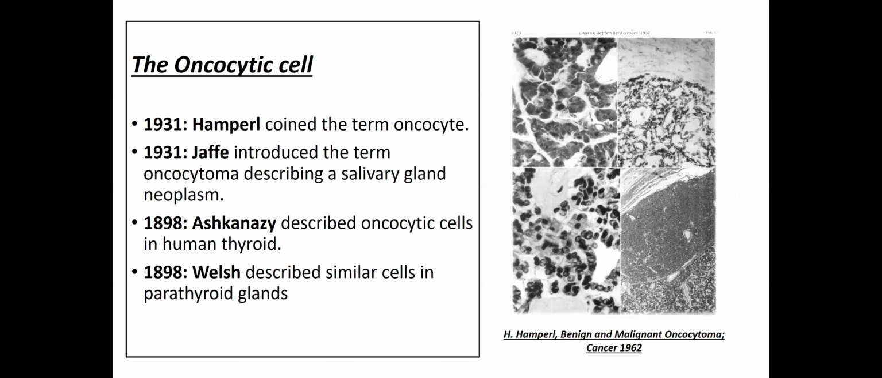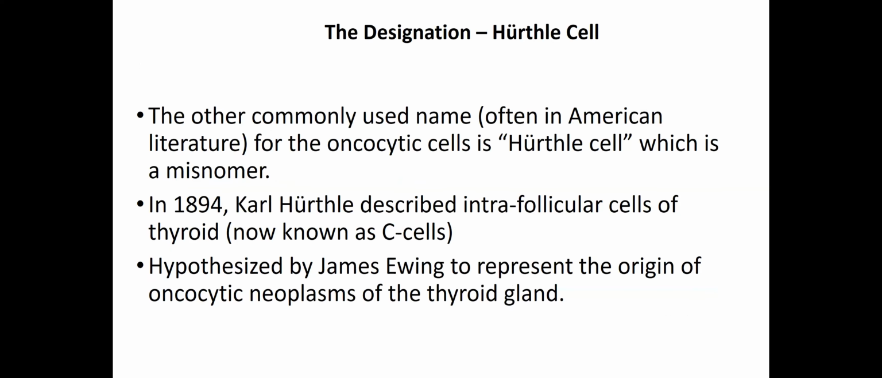Now, the oncocytic cell itself, the term was coined in 1931 by Dr. Hempel, and thyroid oncocytic cells are actually described by Dr. Ashkenazi in 1898, not by Dr. Hertel, who actually was describing the C cells. And something happened in the literature, and his name got attached to Hertel's cell. That's why the WHO now recommends that you call these oncocytic lesions of the thyroid, such as oncocytic adenoma or oncocytic carcinoma, and do not use the term Hertel.